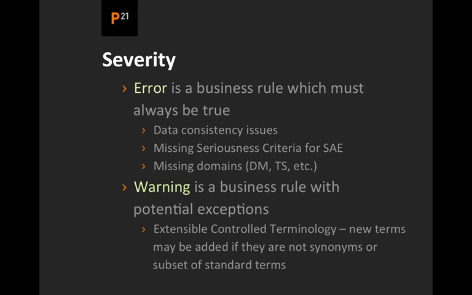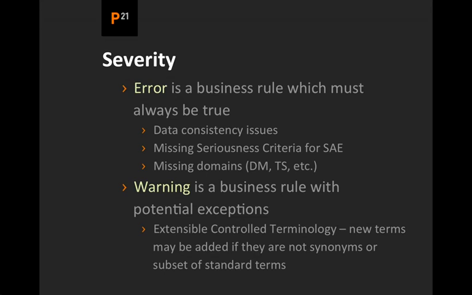Then I would like to clarify the concept of severity, which is used in these documents and which is used by OpenCDISC validation tool. By our definition, error is a business rule which must be always true. And there are some examples here, like data consistency issues, missing seriousness criteria for serious adverse event, which is part of ICH requirement, missing domains which are important for review process, like demographics or trial summary.